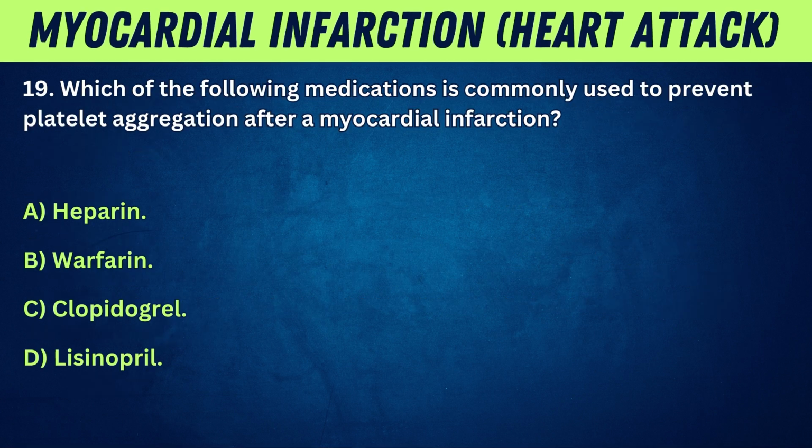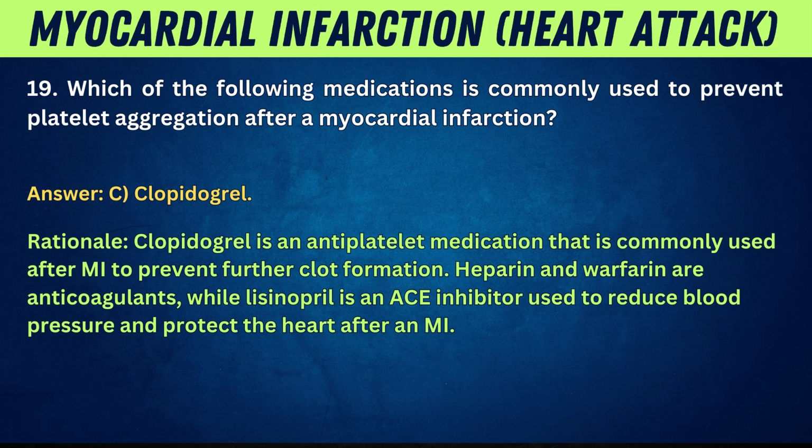19. Which of the following medications is commonly used to prevent platelet aggregation after a myocardial infarction? A. Heparin. B. Warfarin. C. Clopidogrel. D. Lisinopril. Answer: C. Clopidogrel. Rationale: clopidogrel is an antiplatelet medication that is commonly used after MI to prevent further clot formation.